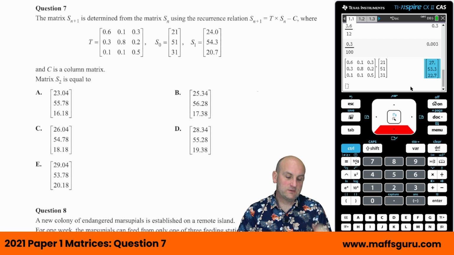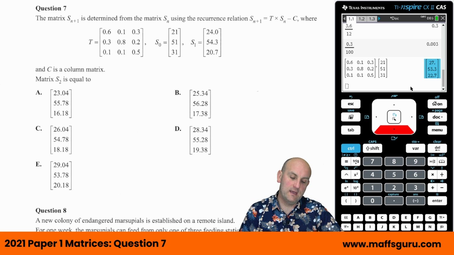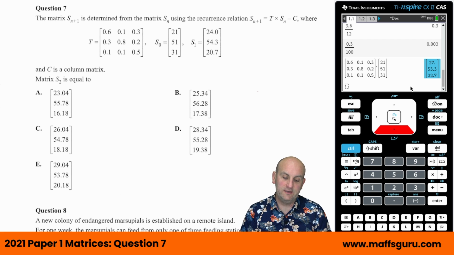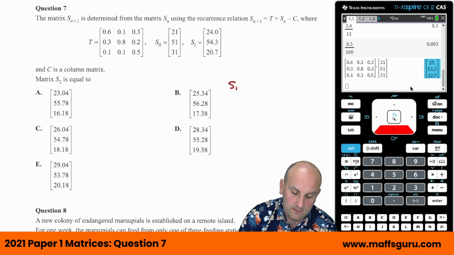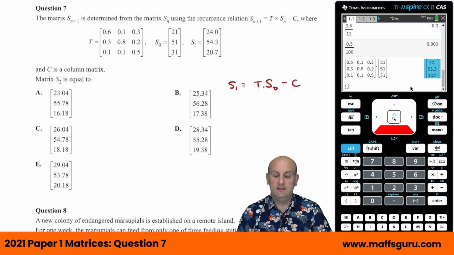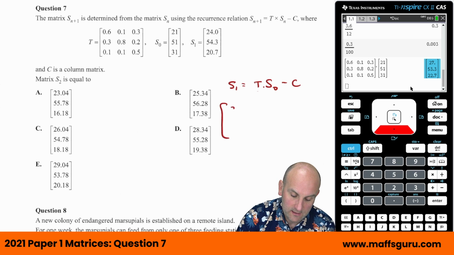Okay guys, welcome to this question. This matrix is determined by using a recurrence relationship where you've been given T, S0 and S1. You've got to find C and then S2. All right, so we now know from using this information that S1 is going to be equal to my transition matrix times S0 minus some value of C. Now they've given me what S1 is. It's 24, 54.3 and 20.7.